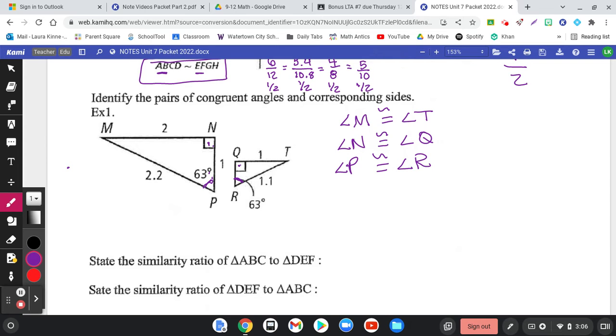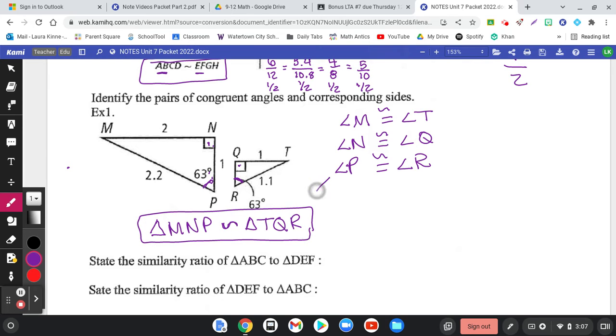All right. Now it says to identify the pairs of congruent angles, which we did, and corresponding sides. So I'm actually going to write my similarity statement. It doesn't ask for it, but it helps me keep myself organized. So triangle MNP is similar to triangle TQR. Again, the corresponding angles have to match up.